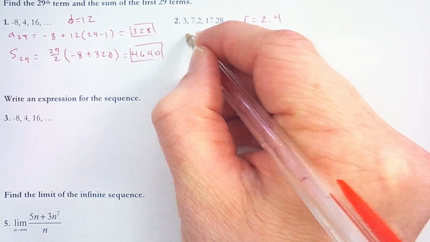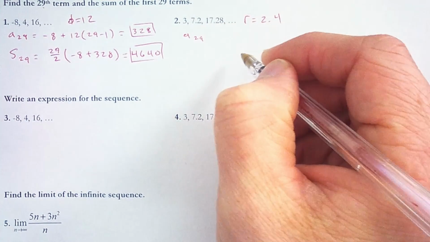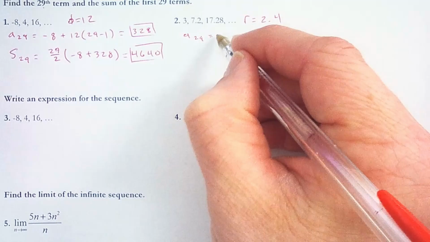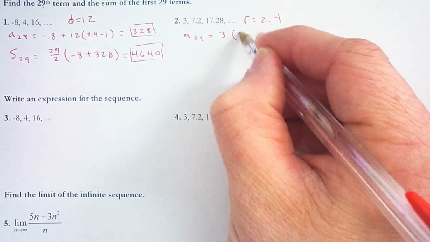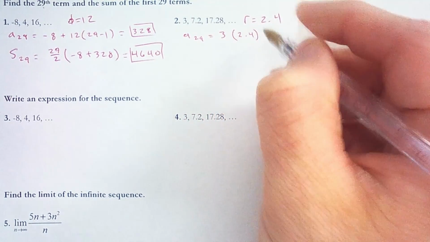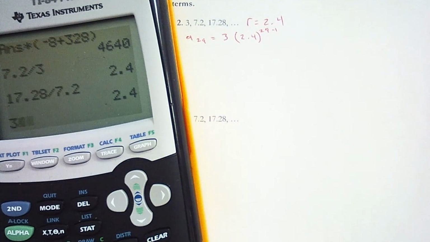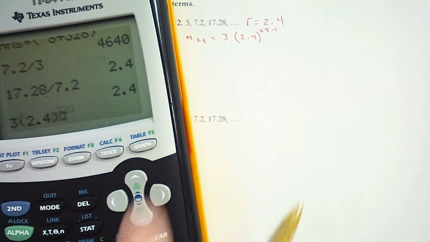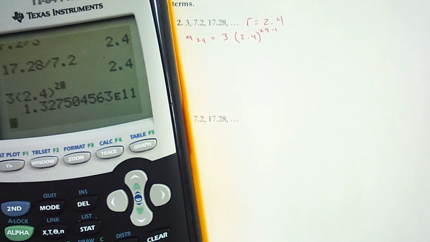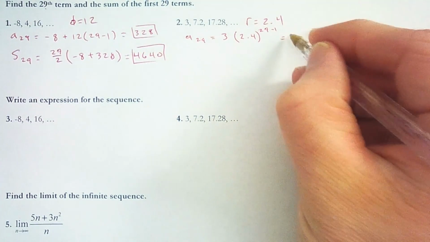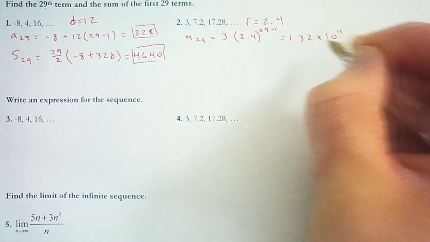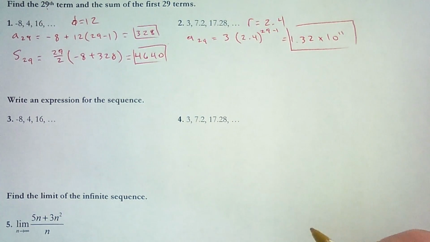So to find the 29th term of a geometric sequence, we do the first term times the common ratio to the n minus 1 power. So that's 29 minus 1 power. So we have 3 times 2.4, I need to close those parentheses, raised to the 28th power. Okay, so we get 1.32 times 10 to the 11th. So that is the value of the 29th term.